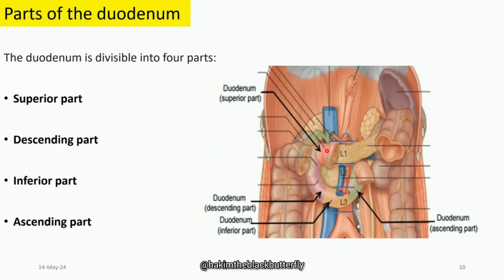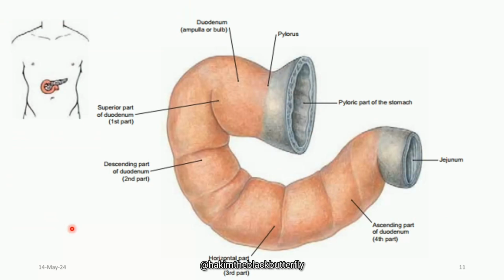There is this first part that you can also call the superior part, second part that you can also call the descending part, third part that you can also call the inferior part, fourth part that you can also call the ascending part. All these are different parts of the duodenum with different relations.